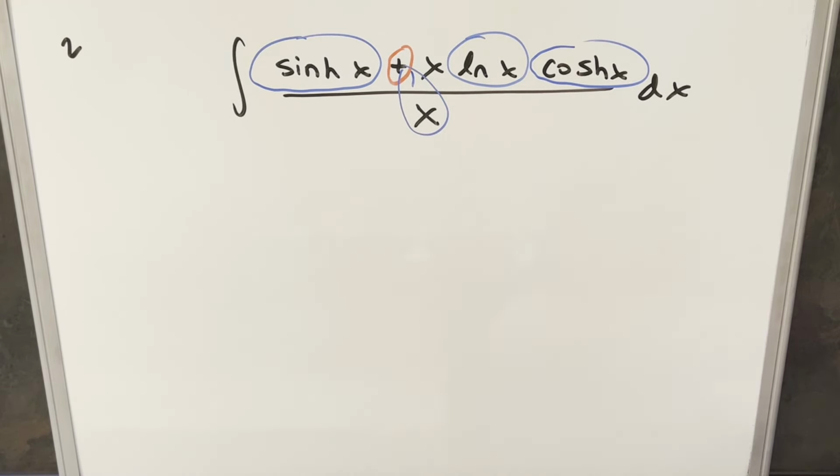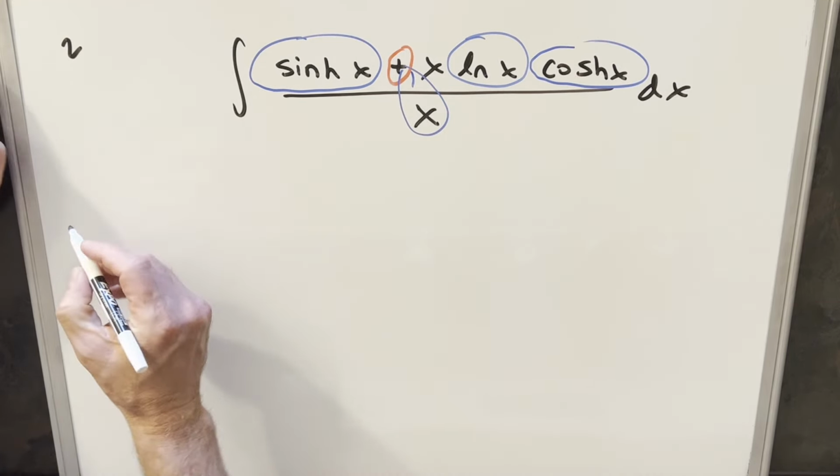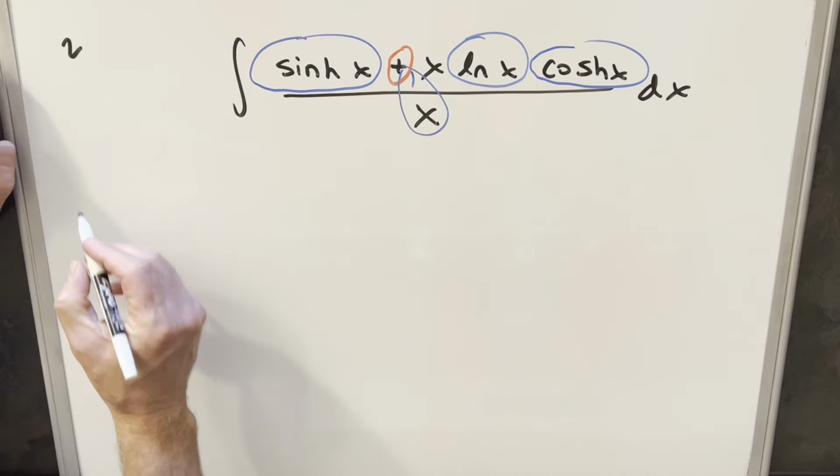I think what I want to do to start is, let's just break this up into two integrals, so dividing x into both parts. The first one is going to be sinh x over x. And for this second one, because the x's are going to cancel, I'm going to leave that off and write this as just natural log x cosh x. And then, like I said, we notice we've got the derivative of ln x over here with 1 over x. We've got the derivative of sinh x, cosh x. So this would be a good case for the reverse product rule.